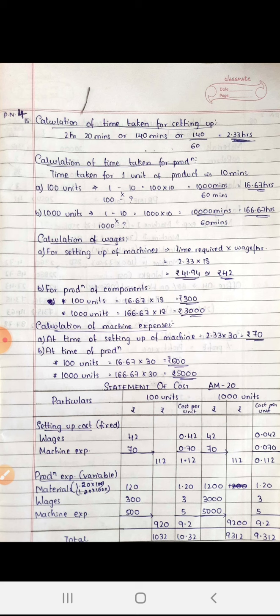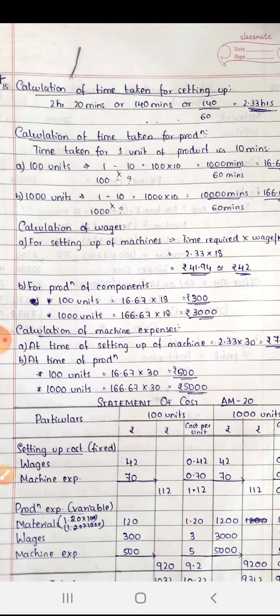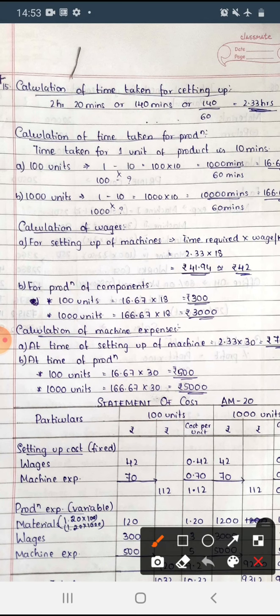Under this we need to find out the setting up cost and the production cost of 1000 units and 100 units separately. First, the setting up time of the machine is 2 hours and 20 minutes. First we need to calculate the time taken for setting up. See how much time is taken for setting up of the machine.